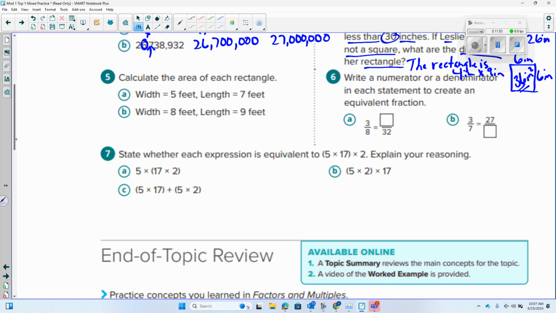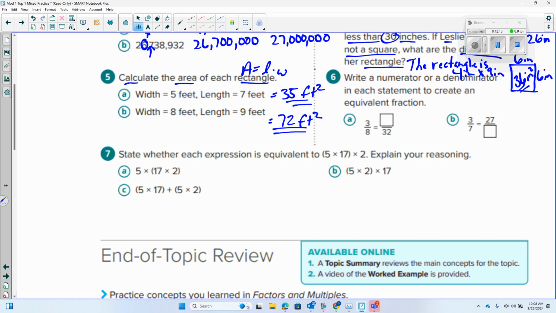Okay, calculate the area. Area for a rectangle is length times width. I'm just multiplying. 5 times 7 gives me 35 square feet. Do not forget your units. 8 times 9 gives me 72 square feet. Again, do not forget your unit.